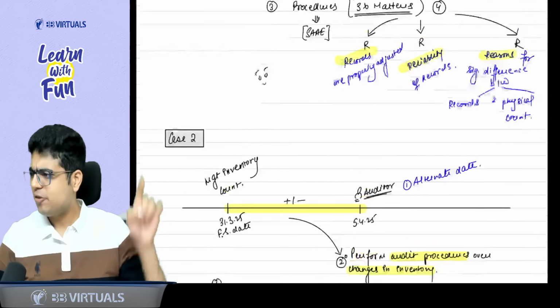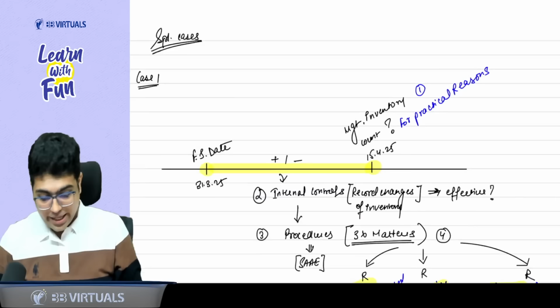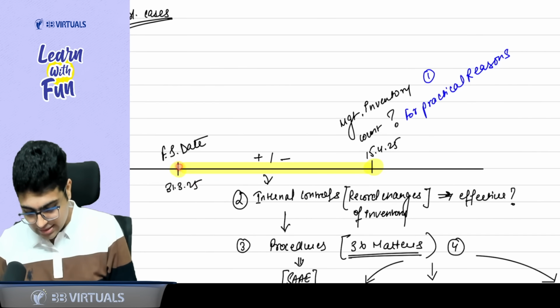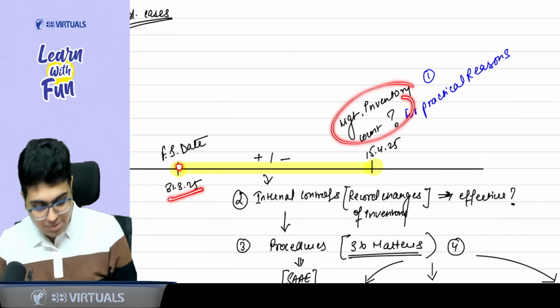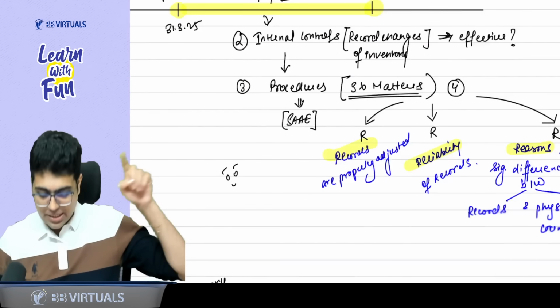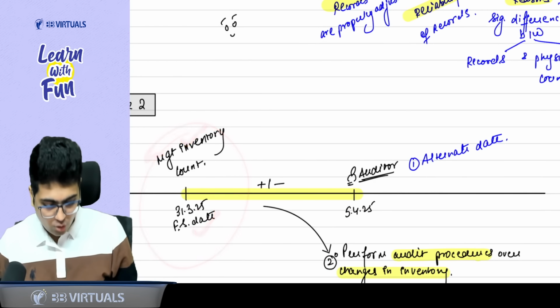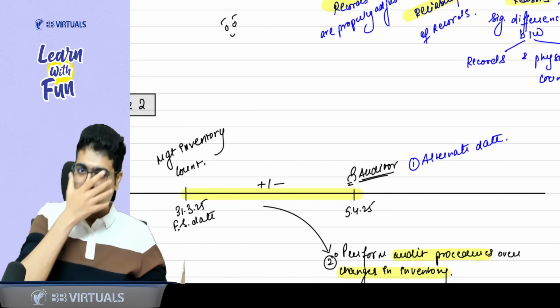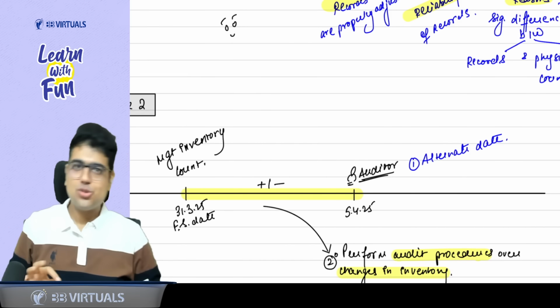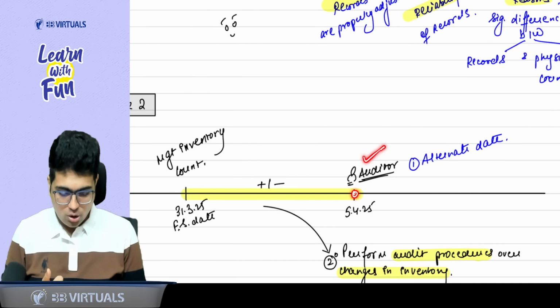Sir, how is it different from case number 1? In case number 1, date of financial statement is 31st March, but management is counting on some other date. But in case number 2, management and date of financial statement both are same. But here auditor is coming on some other date. So in case number 2, only thing you should know is, can the auditor come on an alternate date?